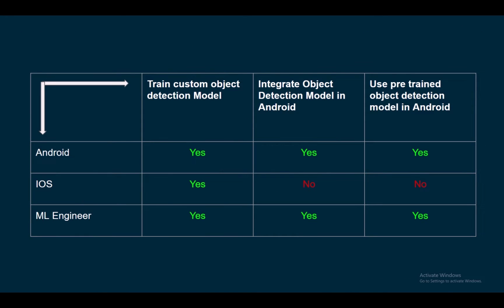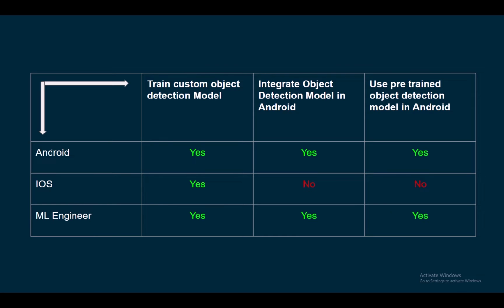So the course is divided into three main parts, and the first part is about training custom object detection model. Then in the second part you will learn to integrate that model inside Android. And the third part is about using pre-trained object detection models in Android. So if you are someone who wants to train and use object detection models in Android, then you can take all three parts of this course.